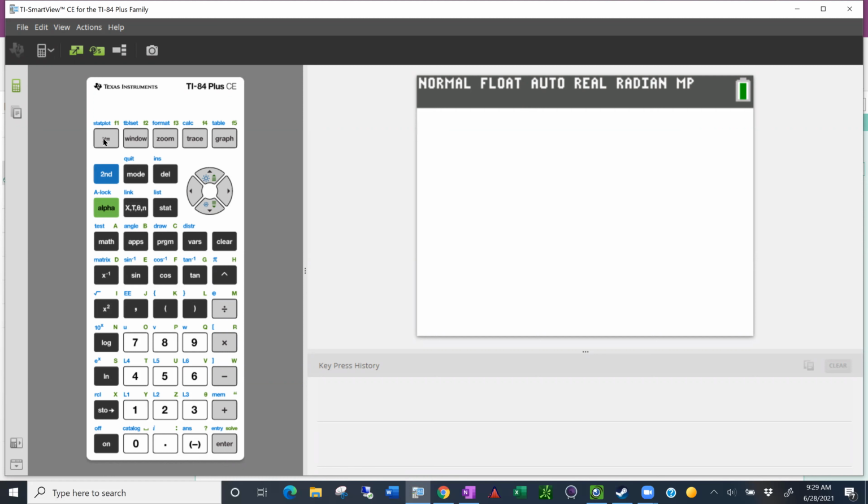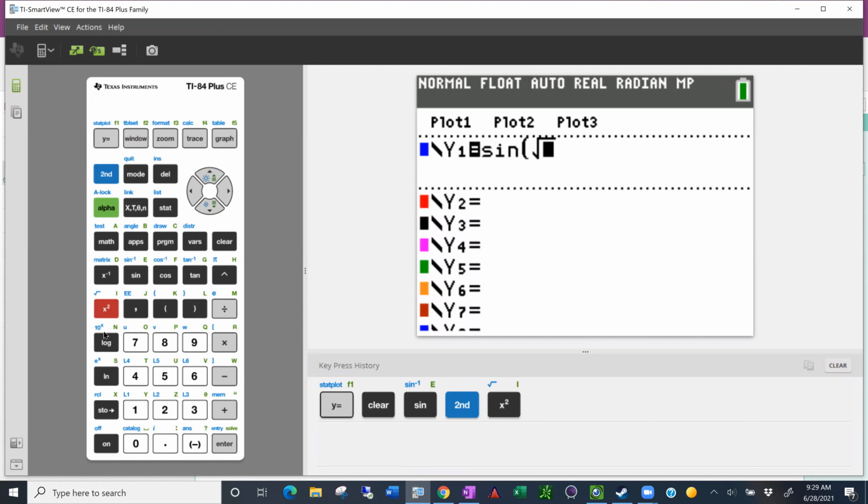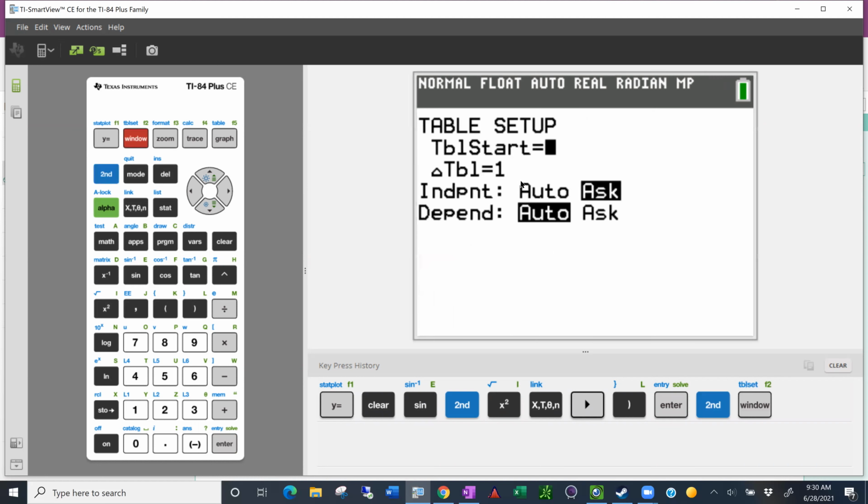So I think I would start by programming in the function sine of the square root of x. Make sure that you're in radians. Calculus is done in radians. If you were in degrees, it would mess everything up. Let's just double check that our table settings are correct. Second table set. You want independent set to ask. That way you can type in whatever values that you want.